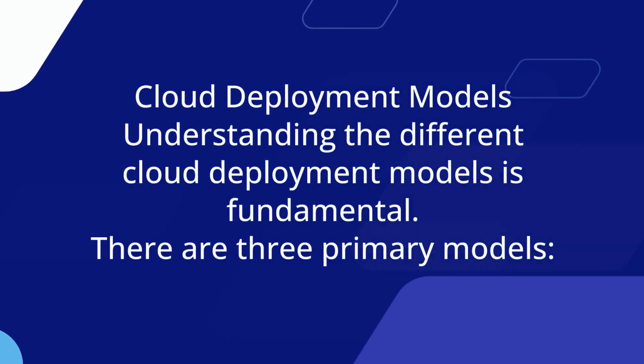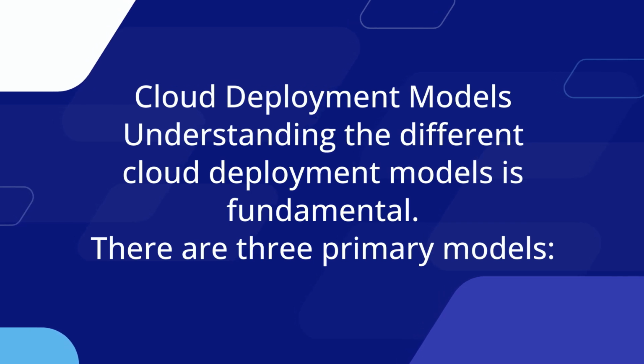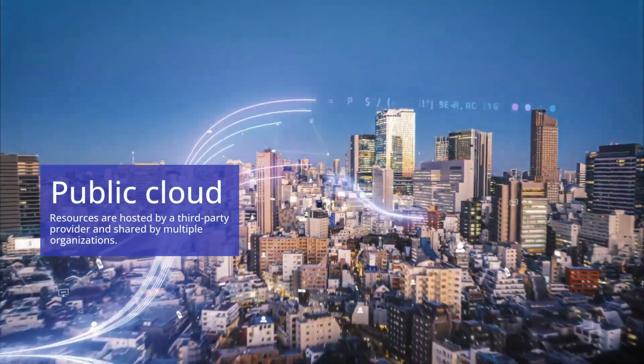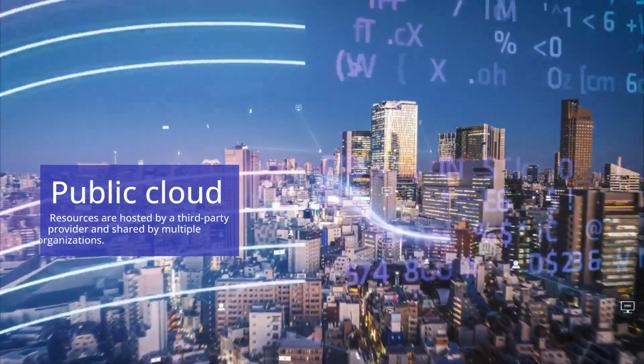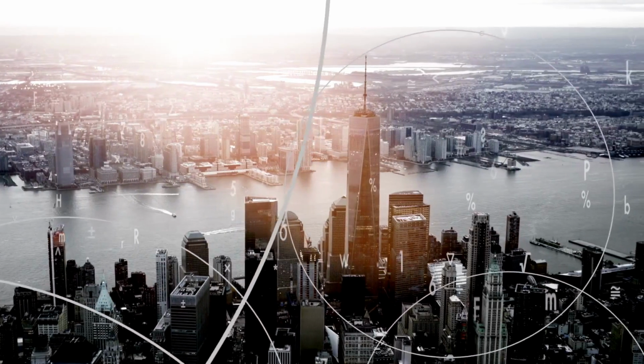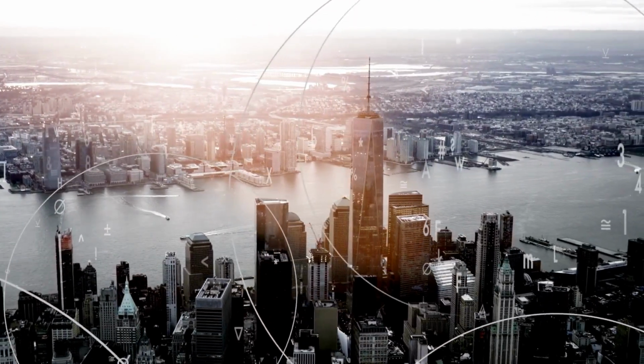Cloud deployment models. Understanding the different cloud deployment models is fundamental. There are three primary models. Public cloud: resources are hosted by a third-party provider and shared by multiple organizations. AWS is a prime example of a public cloud, offering extensive services and global reach.